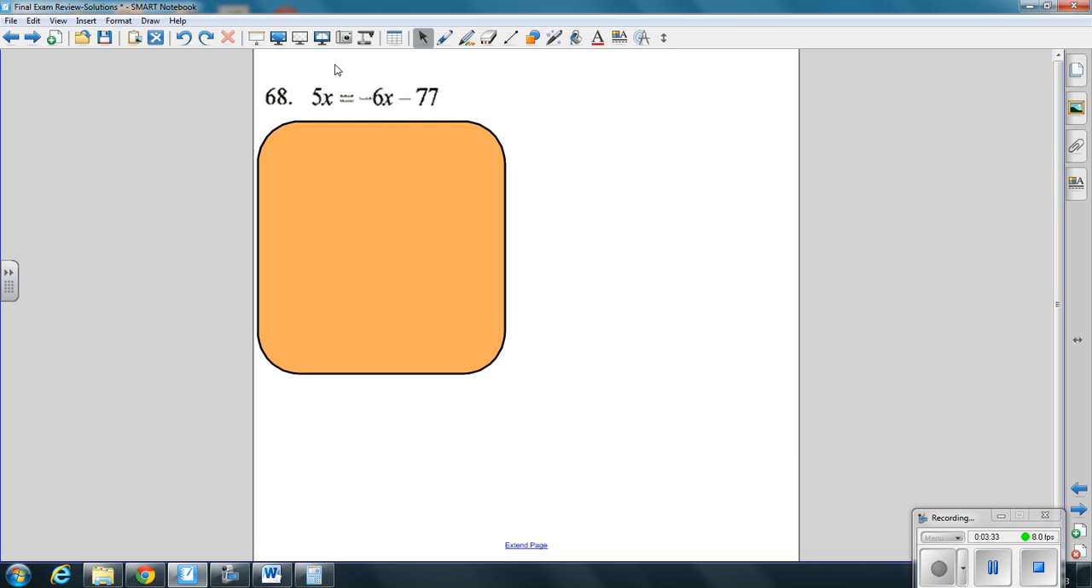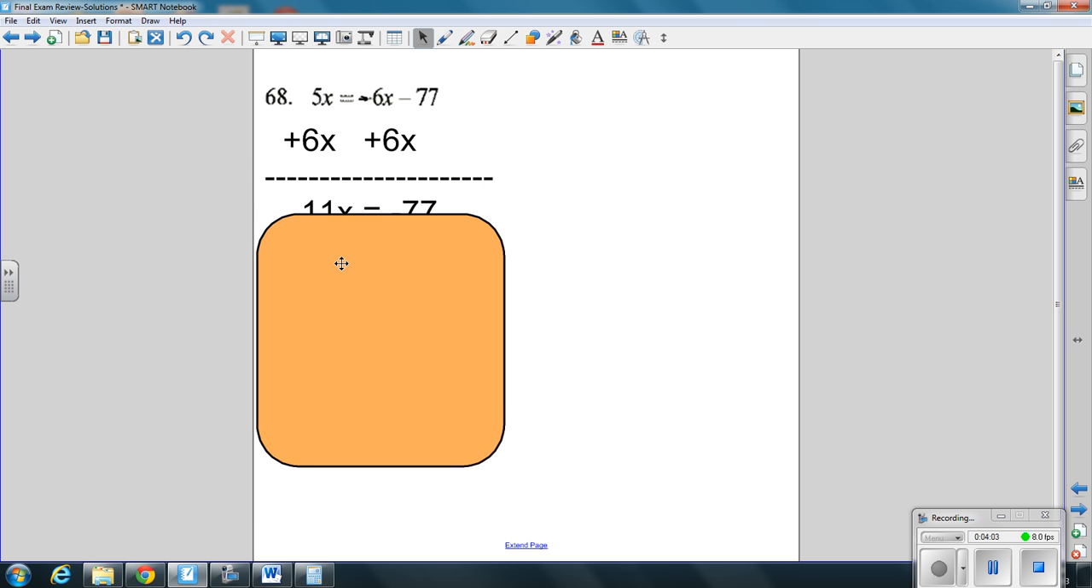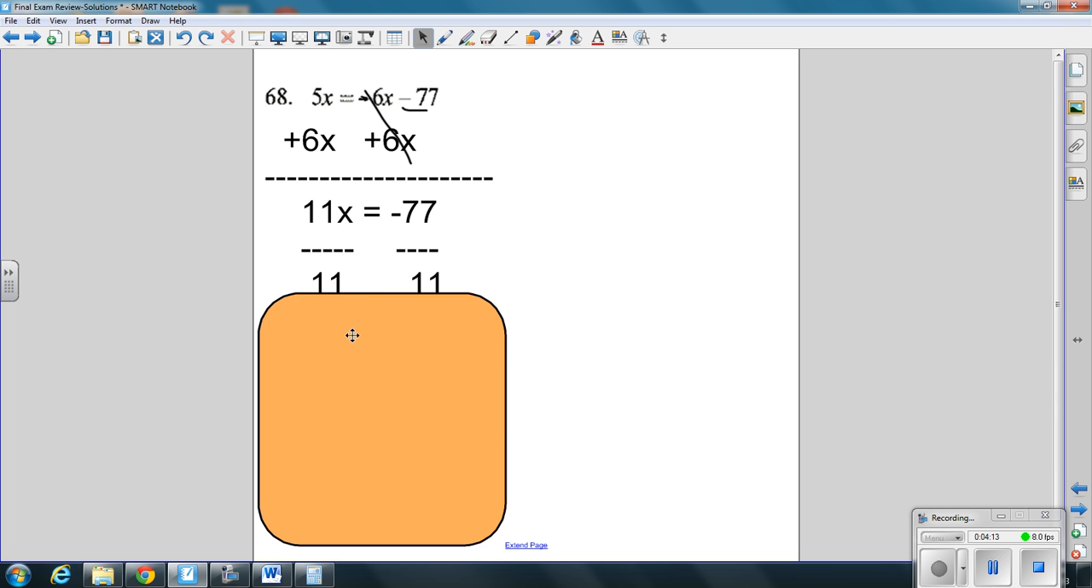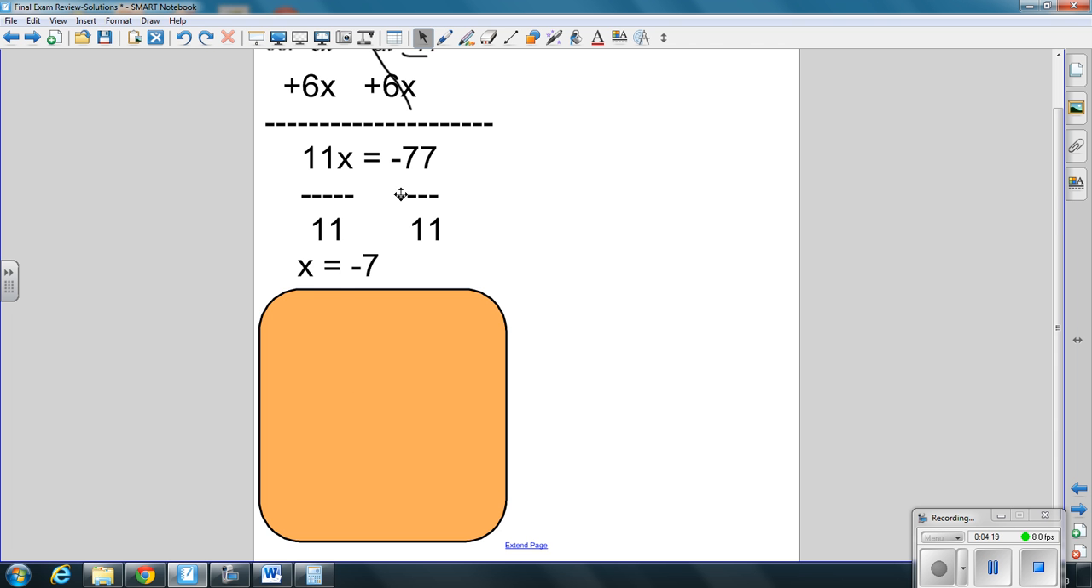Number 68, I have like terms now on different sides of the equation. So since this is negative in here, what I would do is add this 6x to both sides, so that way I can take 5 and add 6 to it and keep the coefficients positive. So if you look here, I added 6x to both sides to get the like terms all together. 5 and 6 is 11x, and that leaves me with negative 77. I divide both sides by 11, and I get an answer of x equals 7 because a negative divided by positive is negative.